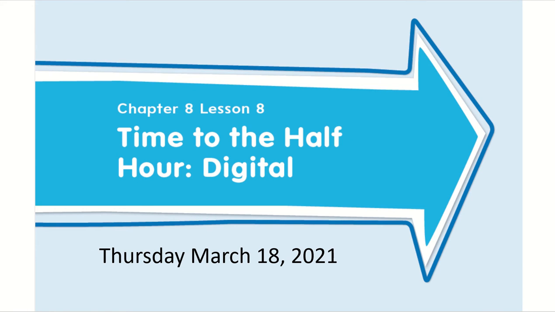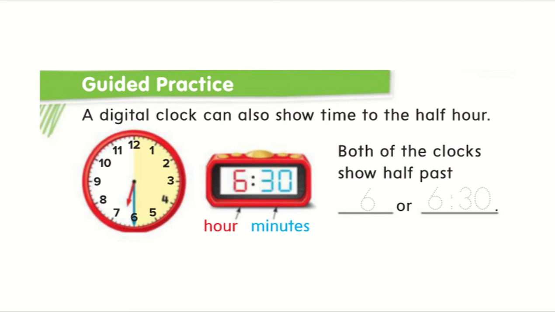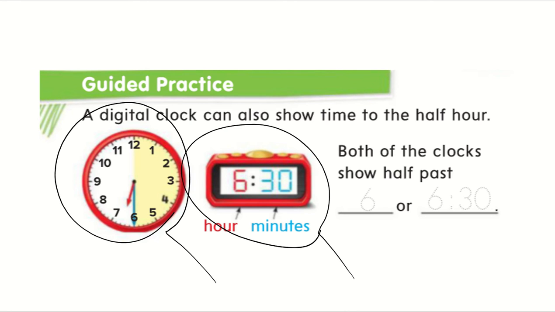This is Mr. Cook, and today we're going to be in Chapter 8, Lesson 8, Time to the Half Hour, the digital version today, on Thursday, March 18th. So let's get started. Now, a digital clock can also show time to the half hour. We've been working a lot on the analog clocks here, boys and girls, to the half hour. Now let's see how we're going to write it to the half hour on our digital clock on that side.